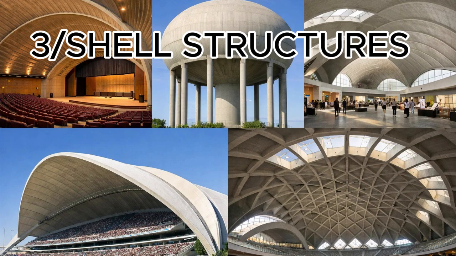Examples include domes, cylindrical shells, folded plates, and hyperbolic paraboloid roofs. One of the biggest advantages of shell structures is their excellent load distribution. Loads are spread evenly across the surface and transferred smoothly to the supports. In summary, shell structures are thin, curved, efficient, and architecturally impressive.